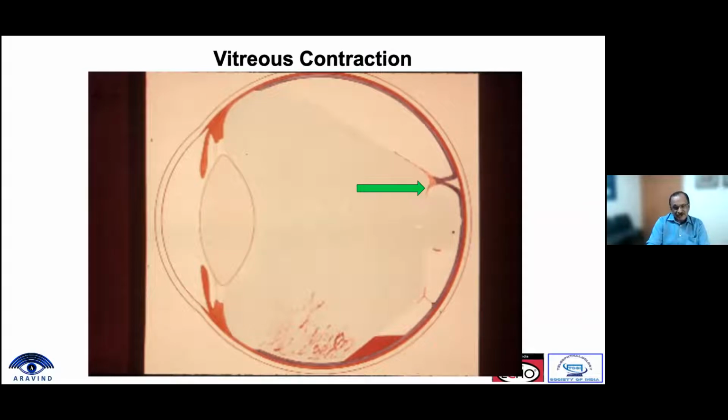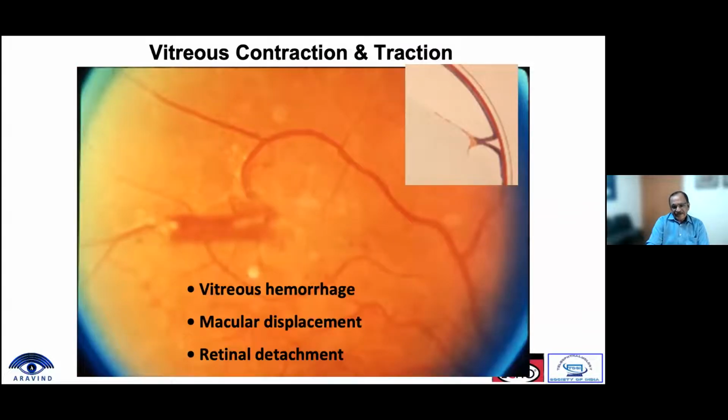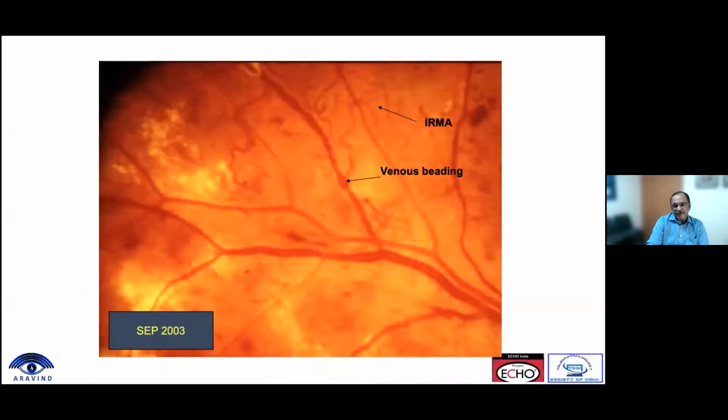This is the whole process in which proliferative diabetic retinopathy progresses to make people lose their vision. Here you see a picture of the vitreous causing traction on the retina, which leads to probably a rupture of the blood vessel, sometimes tractional displacement of the macula, and tractional retinal detachment happening.